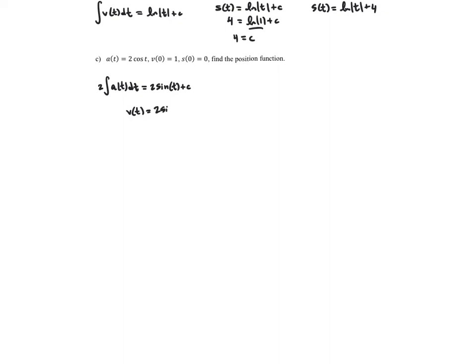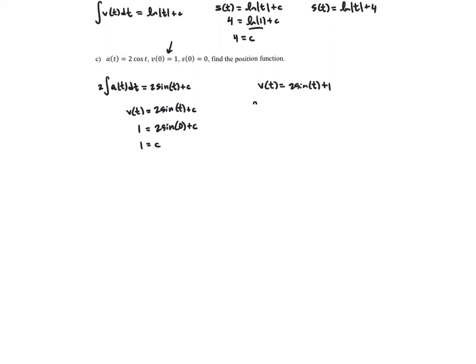Now this would provide us a family of velocity functions whose acceleration is 2 cosine of t. Now I want to find the velocity function that satisfies v of 0 equal to 1. So when I plug in a 0 for t, I get out a 1 for the velocity. Well, sine of 0 is 0, therefore c has to equal 1. Therefore, velocity will equal 2 sine of t plus 1 for this given scenario.